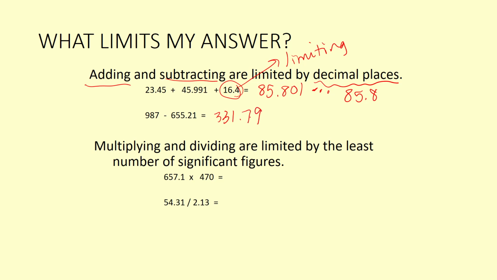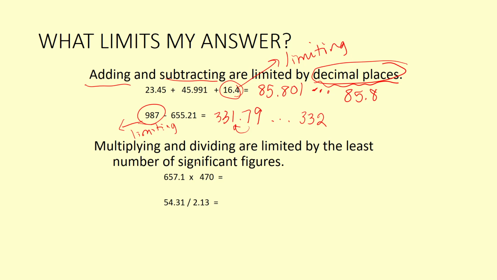All right, I do the calculation here, and I get 331.79. And I look back at my data, and this is my limiting because it stops at the ones column. All right, so I have to round my answer to stop at the ones column. 330, that's 1, but look, this 7 makes that round up to 2. Okay, adding, subtracting, limited by decimal places.